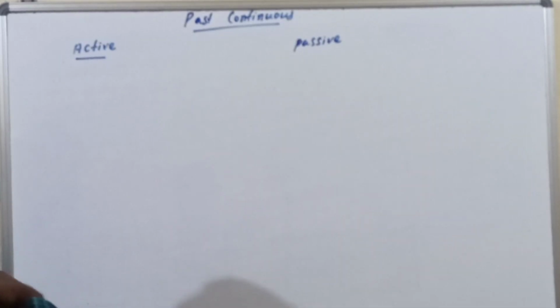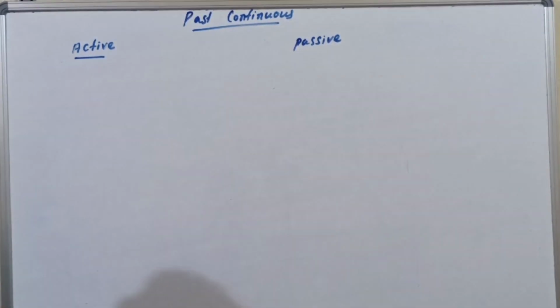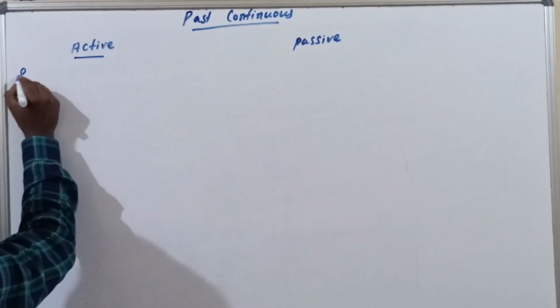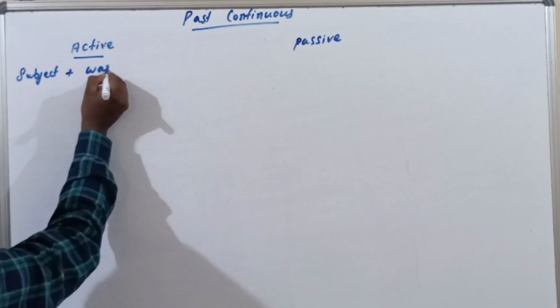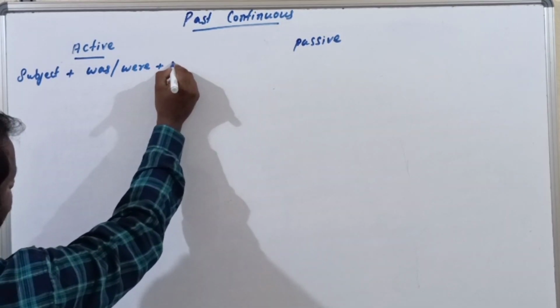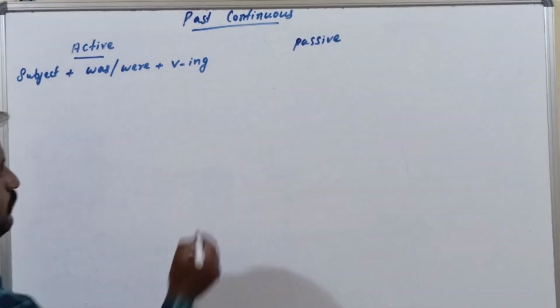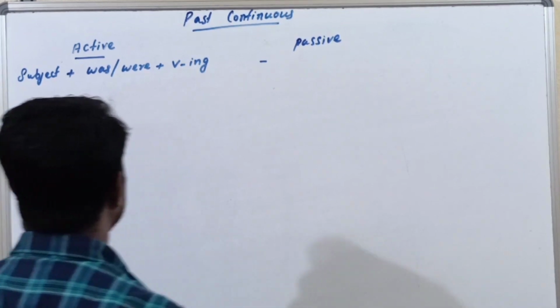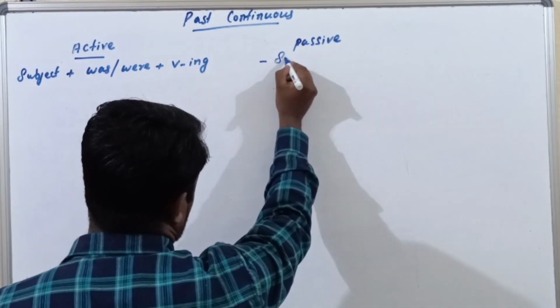Okay, let us study past continuous. Past continuous active form: subject plus was or were plus the ing form of the verb, that means write VING. Then the passive form: that means the object becomes the subject.